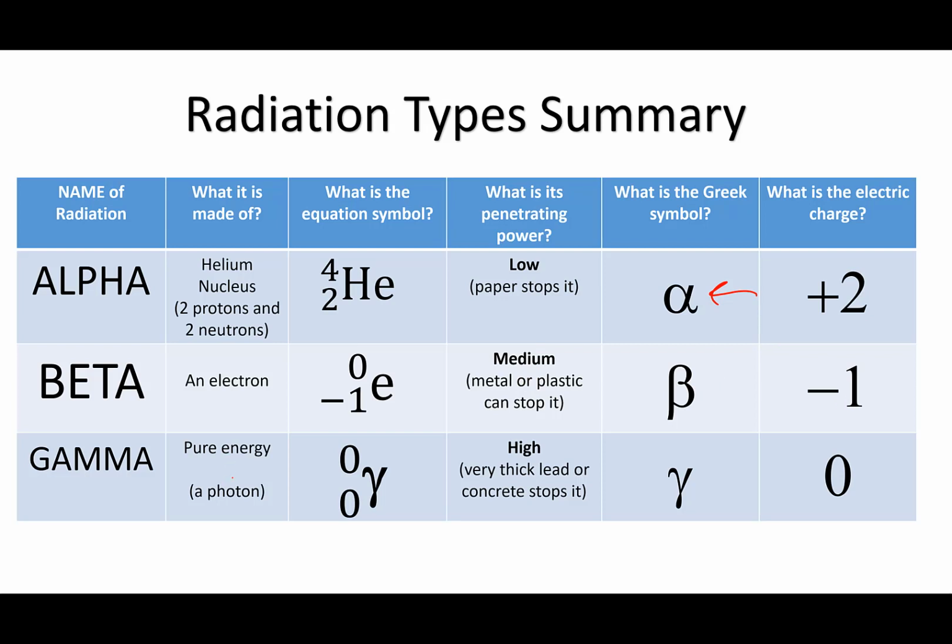Gamma radiation is pure energy. A photon is another way to call it. This is the symbol, 0 on top, 0 on bottom. It has no charge, right, because it has a 0 on the bottom, and it's hard to stop.